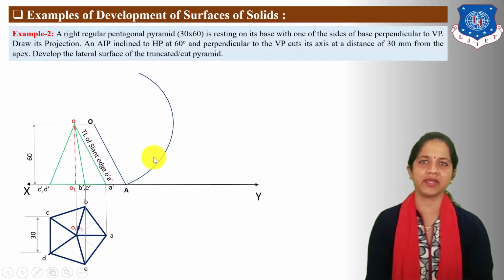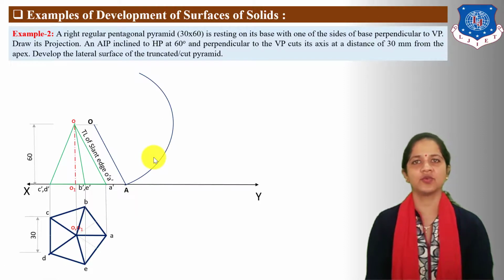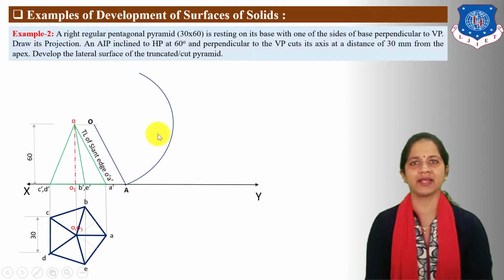Now any pyramid has triangular faces, so in development of any pyramid, a number of triangles are open having base length of triangle equal to side length of the base. Here 5 triangles are open because of pentagonal pyramid. So cut 5 points on this arc. For 5 points, take radius equal to 30 mm and cut 5 points.